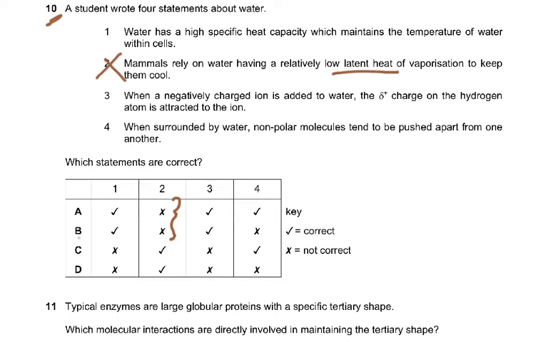Number 3: when a negatively charged ion is added to water, the partial positive charge on the hydrogen is attracted to the ion.